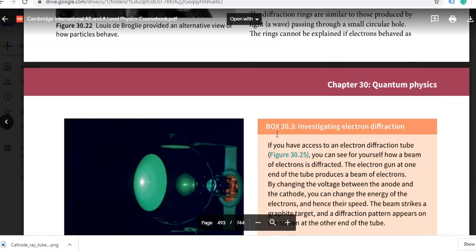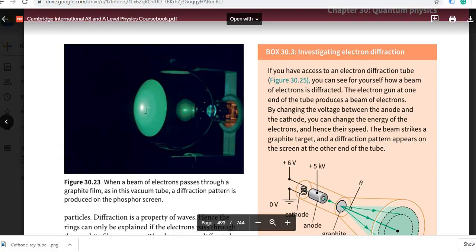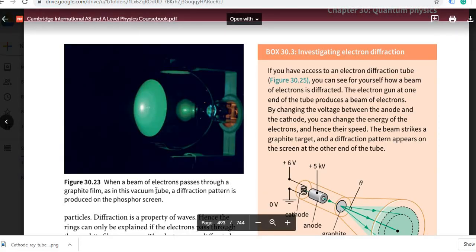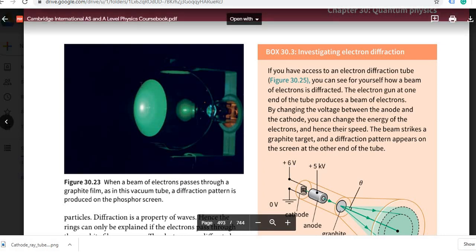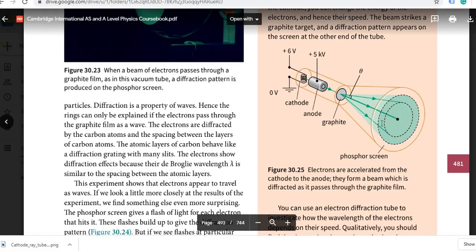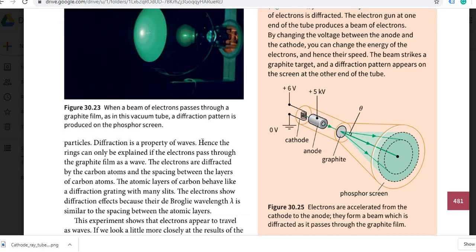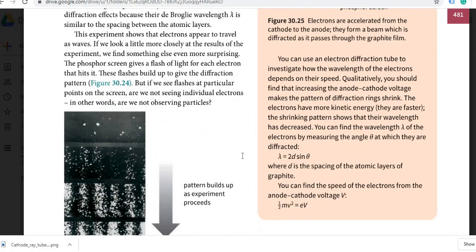Okay, by the way, here is the example of electron diffraction. You will see rings like this. When a beam of electrons passes through a graphite film, as in this vacuum tube, a diffraction pattern is produced on the phosphor screen. Can you see the small rings here? This is what you will see. See the rings? So for this to happen, there has to be diffraction. That's why we are saying that diffraction is a property of waves. So the electron, which is a particle, is showing a property of waves.